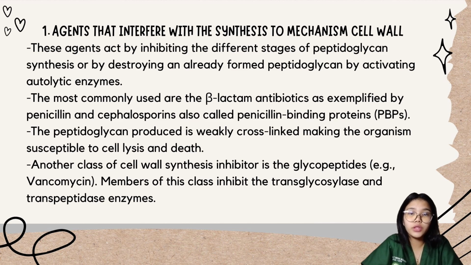Another class of cell wall synthesis inhibitor is the glycopeptides. Glycopeptides are a class of antibiotics discovered in plant and soil bacteria that contain a glycosylated cyclic or polycyclic nonribosomal peptide. An example of this is vancomycin, which is used to treat a number of bacterial infections. Members of this class inhibit the transglycosylase and transpeptidase enzymes that are essential for the completion of the synthesis of the peptidoglycan component of the bacterial cell wall.